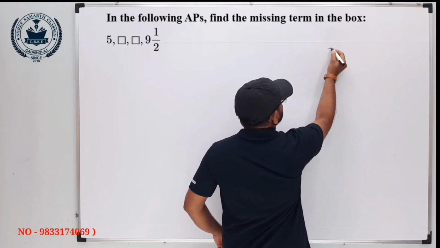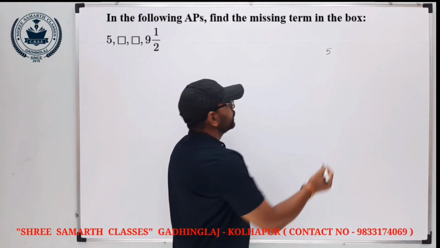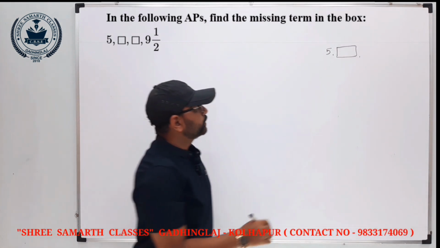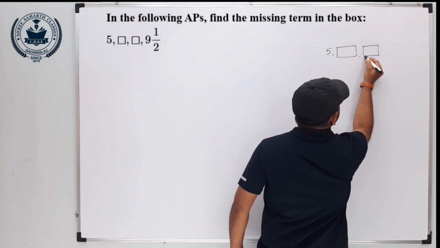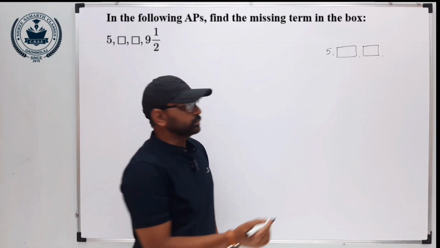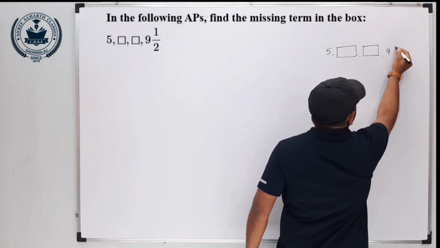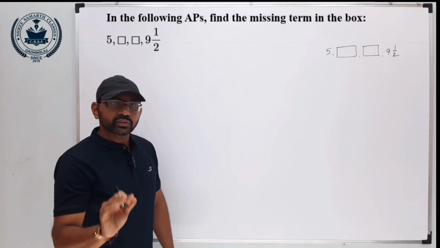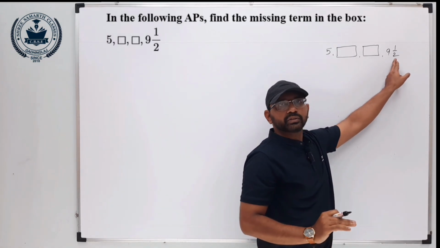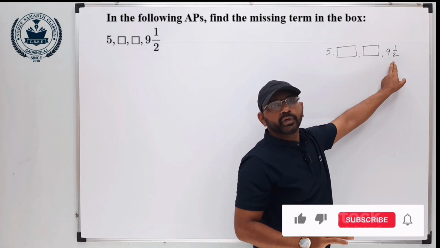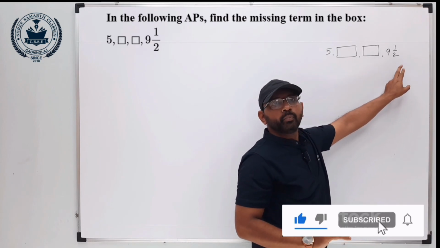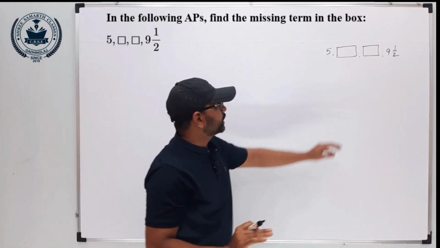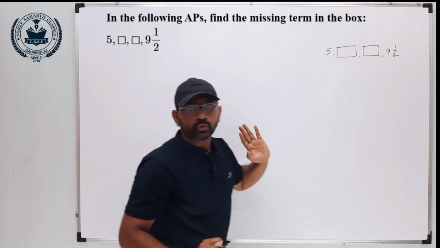We have the first term as 5, then the second term is missing, which we have to find out. The third term is also missing, and the last term is given as 9 whole 1 upon 2, which is in the form of a mixed fraction. First step: just go through the last term, the fourth term, which is a mixed fraction. Convert that mixed fraction into an improper fraction first, and then we will proceed further.